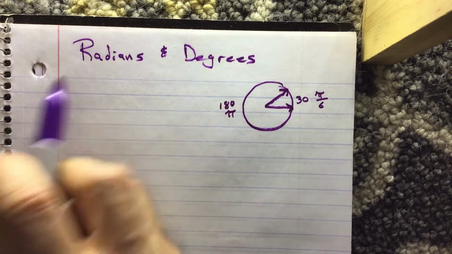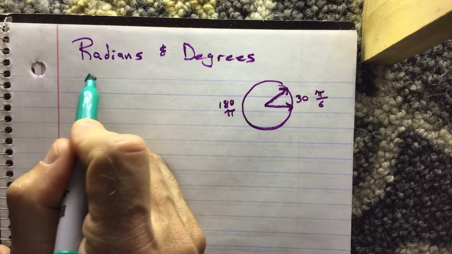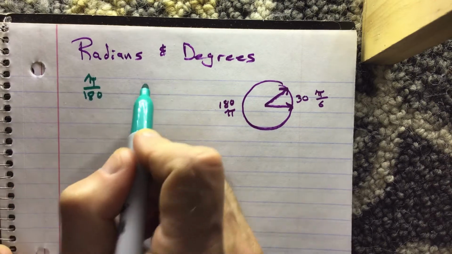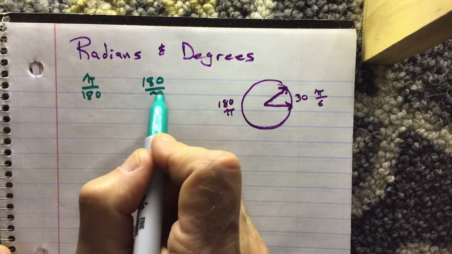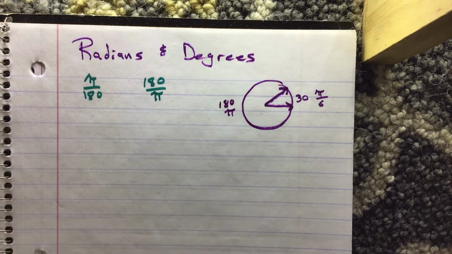So if you want to convert, there's a formula. It's pi over 180 or 180 over pi. And you use either one of these, whether you're going from radians to degrees or degrees to radians. So let me give you an example.